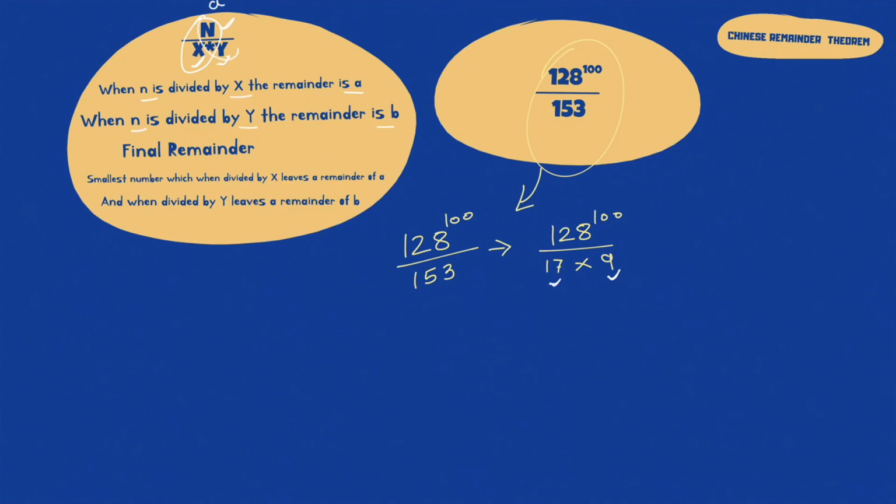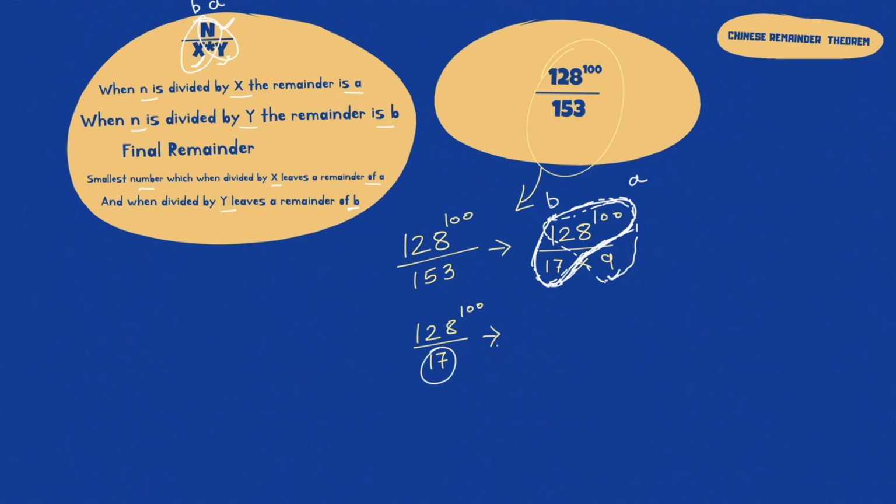So first of all, I'll solve for n divided by x, which is 128 raised to 100 divided by 17. I'll get the remainder as a. Then I'll solve 128 raised to 100 divided by 9, and I'll get the remainder as b. So first let us get a and b before we move on to the next part of the Chinese remainder theorem. To get a, I'll solve 128 raised to 100 divided by 17, and the remainder will be a.